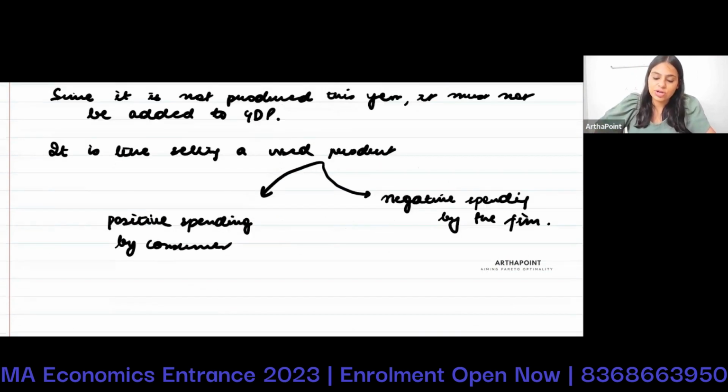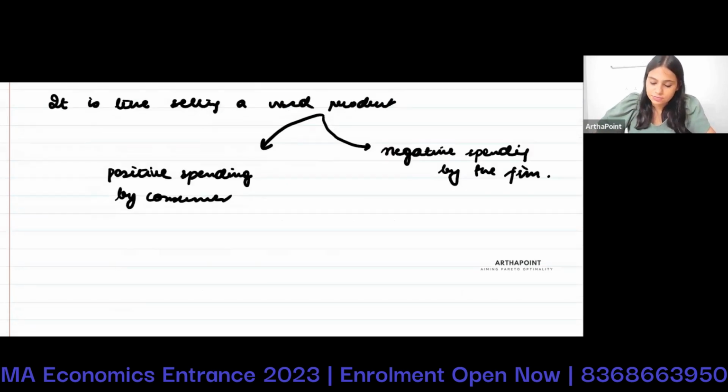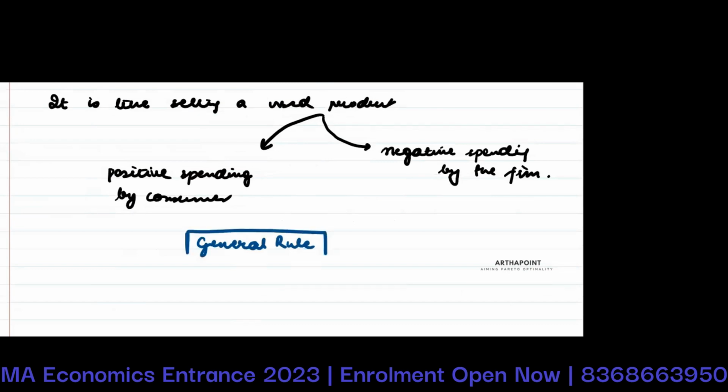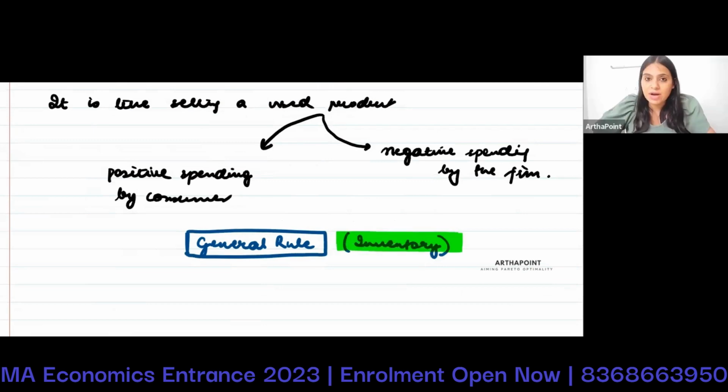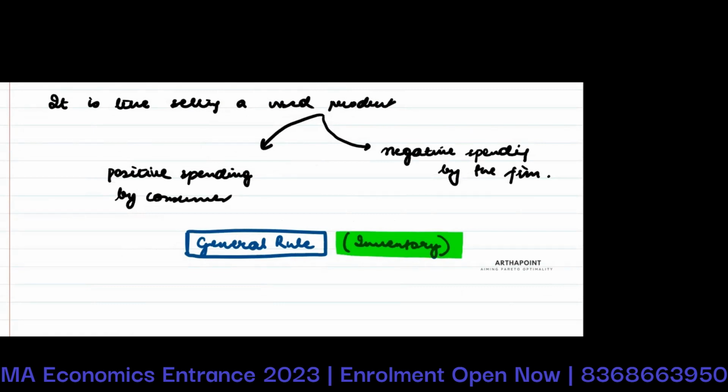Let's write down the general rule for this now. Ma'am, will the spending by the consumer always be the same magnitude as the spending by the firm? Like, won't there be any difference? It will be at the market price. But remember that GDP is always calculated at market price. I'll tell about that also.